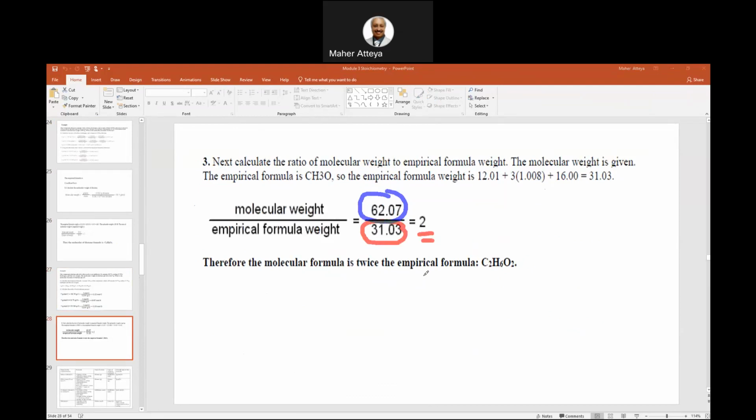So what is the formula? We said the empirical formula is CH3O1, correct? That's the empirical formula. Now you have 2 here. You have to multiply those by 2. So then the answer is here, which I draw for you.